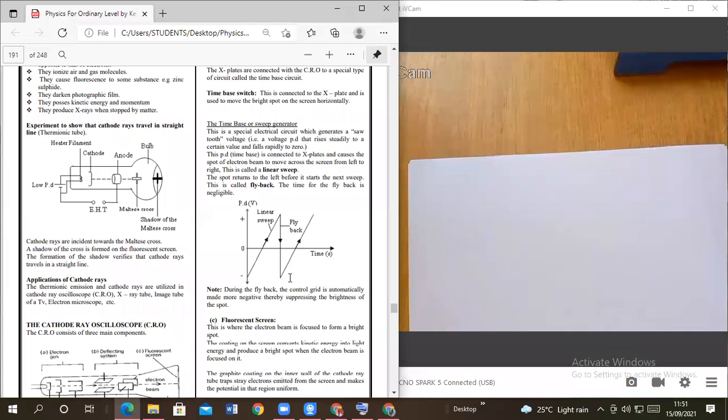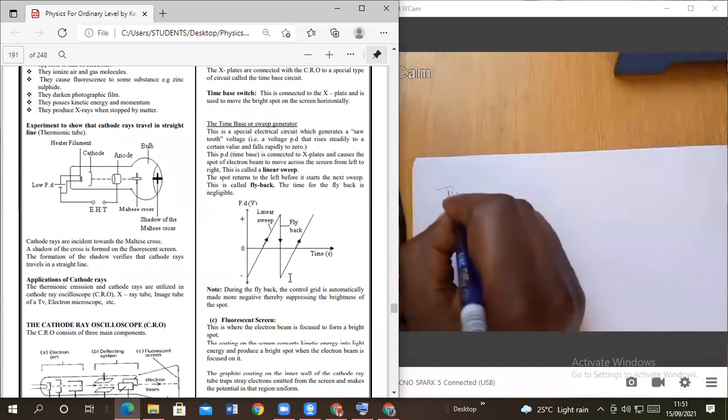Now, what you should know is that always the time base is connected to the X plate. The time base is connected to the X plate. So a time base is the time base.